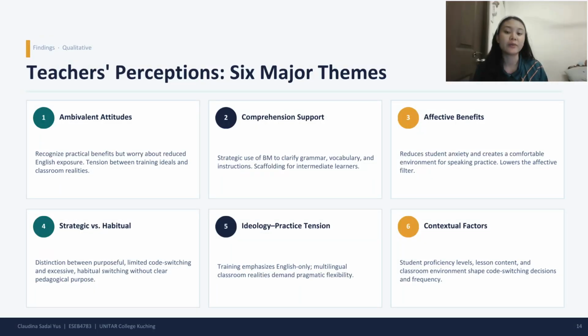speaking class. All right, so these are the 6 major themes that I asked the teachers to answer a few questions about. They gave very great answers, and I combined them together in these 6 themes.